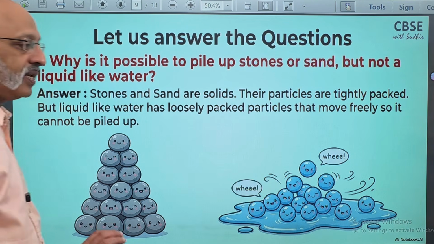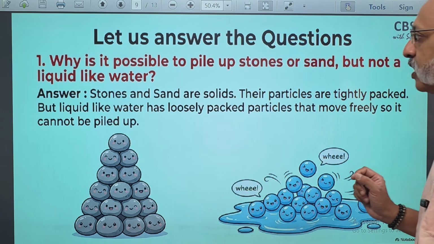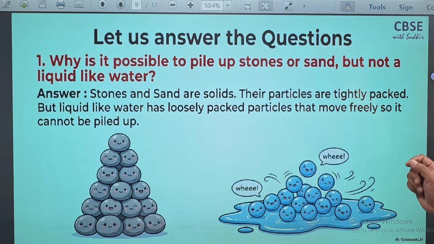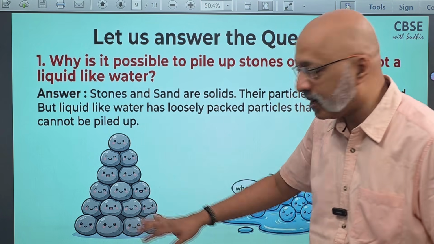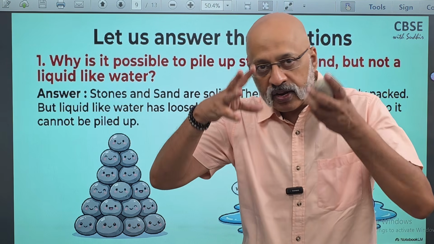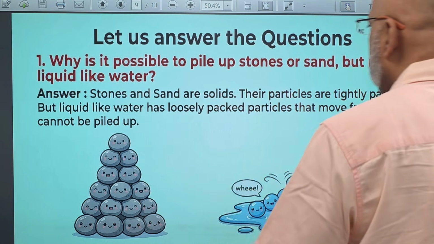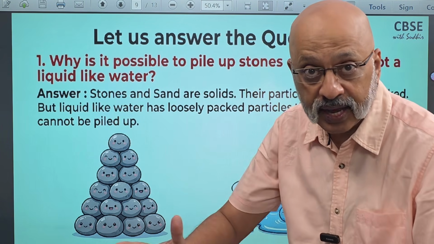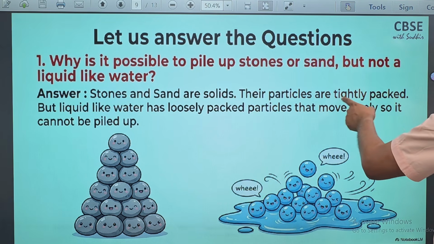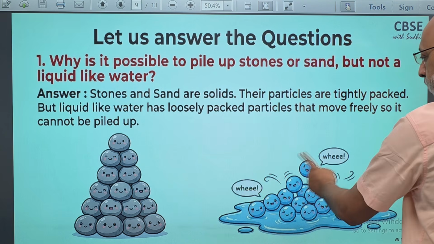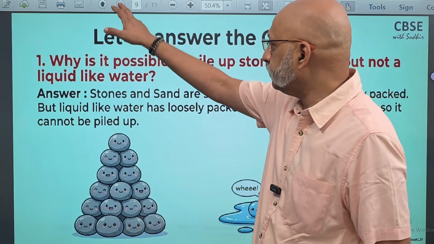Now let's look at some questions and answers, because these kinds of reasoning questions and answers you are likely to get in the examination. Why is it possible to pile up stones or sand but not a liquid like water? Because stones and sand, like if I have these kinds of stones, of course it's difficult to balance, it can fall down, but if you arrange it in a very clever manner, you can actually arrange it like this, right? Even sand, you can make a sand castle like you make at a beach. Stones and sand are solid, their particles are tightly packed, but liquid like water is loosely packed, and the particles move freely, so they cannot be piled up in any manner.